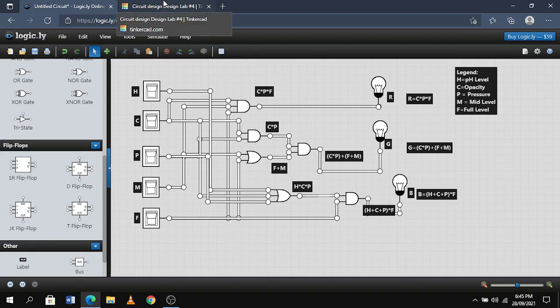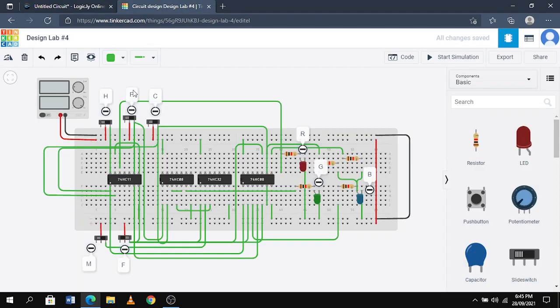I'll move on to my Tinkercad, in which I mirrored the same. I just configured this based on my logic circuit. So the variables are also the same. Let's move on to condition 1.